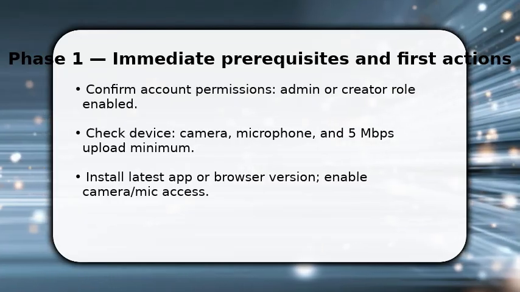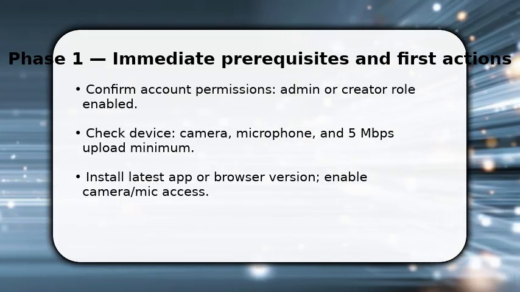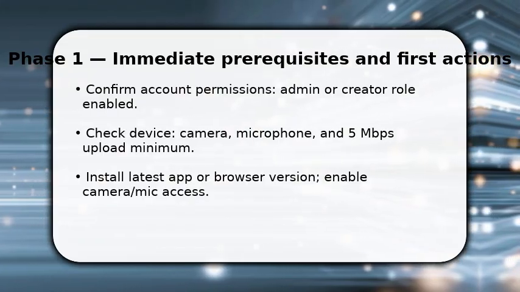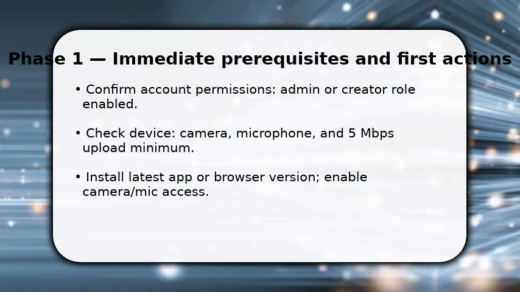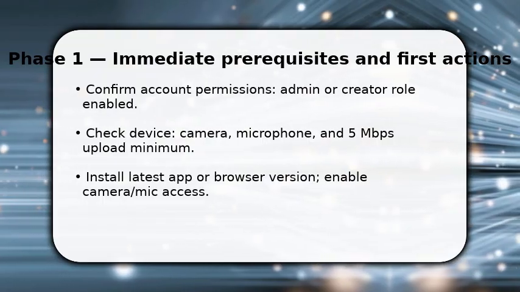You begin by verifying prerequisites so the live option appears. Make sure you have admin or creator permissions and that your device camera and microphone work. Once confirmed, open the target app or web dashboard and sign in. Navigate directly to the content or channel settings and locate the live or streaming section.